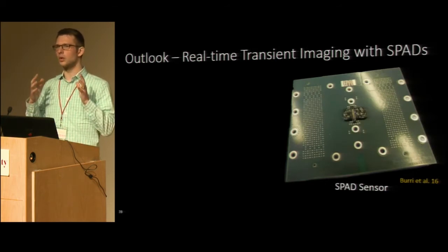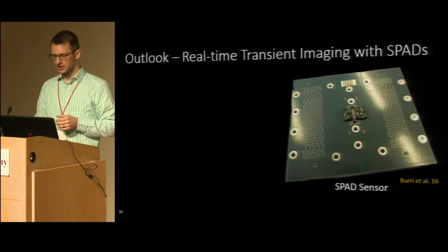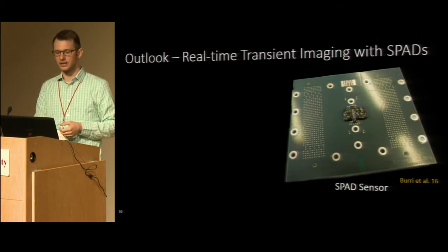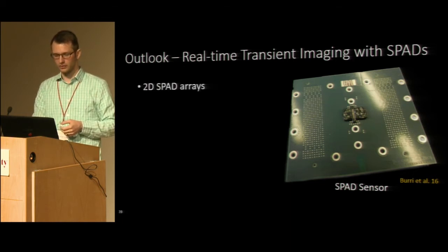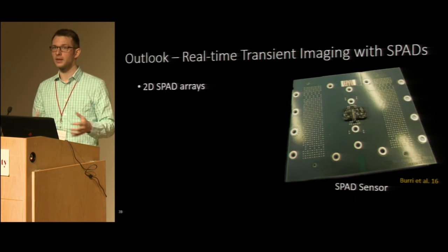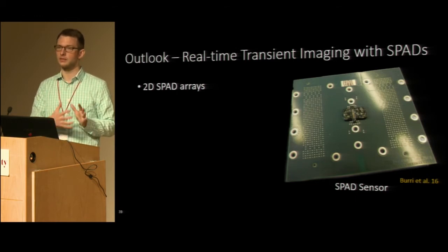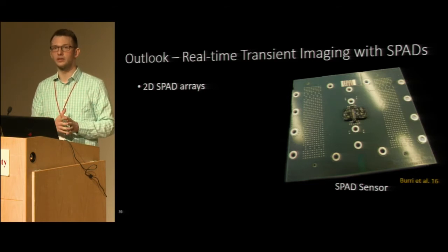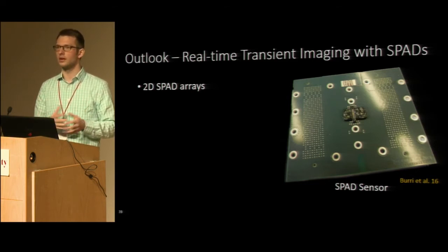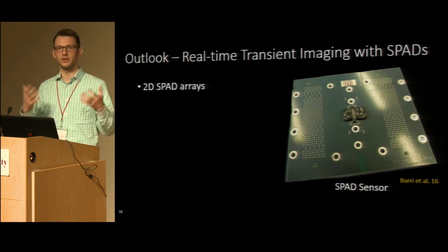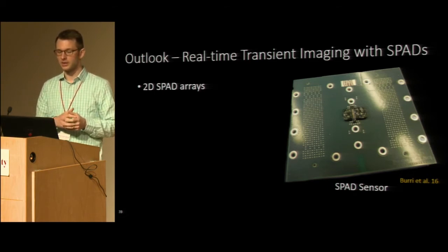And so as we look towards real-time transient imaging with SPADs, I think there are a few things that we can consider and that we might also look forward to. 2D SPAD arrays, we've heard about using these to image through fog, and they're also being produced at increasing resolutions. I've already heard of 2D SPAD arrays being produced upwards of 256 by 256 pixels. And these are equally applicable to transient imaging.